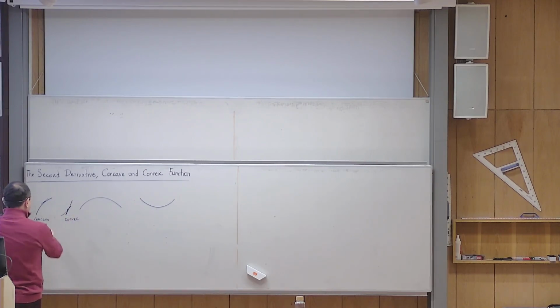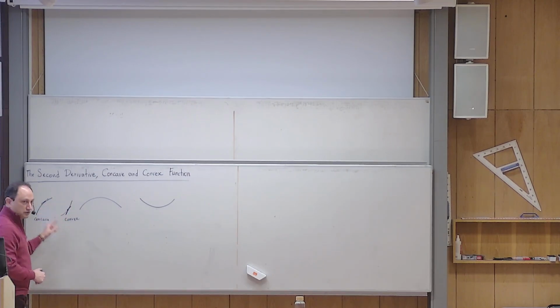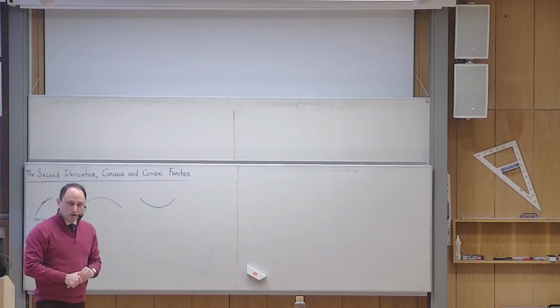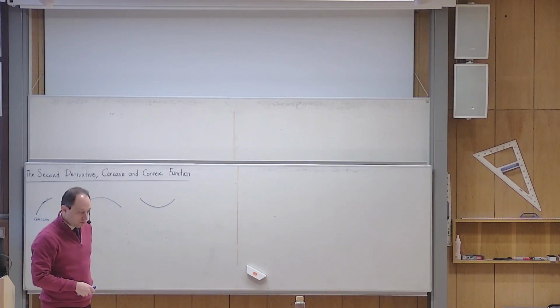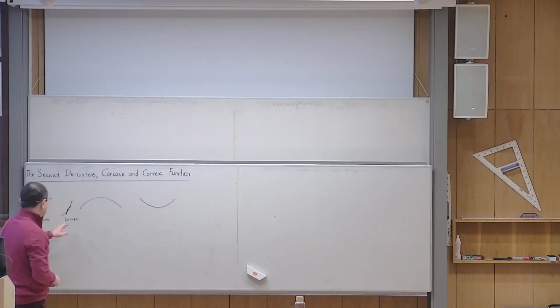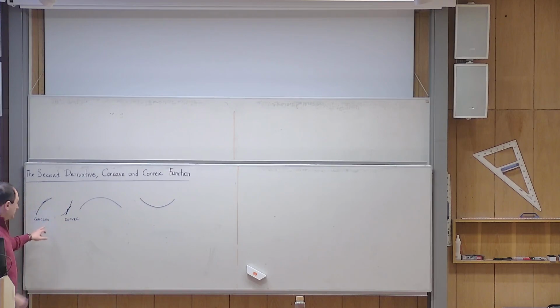I usually mix these words. These are the words that you use in your book. I am comfortable to say that this is concave down and this is concave up. This is also something that books use. But your book uses concave for this kind of behavior and convex for that behavior.